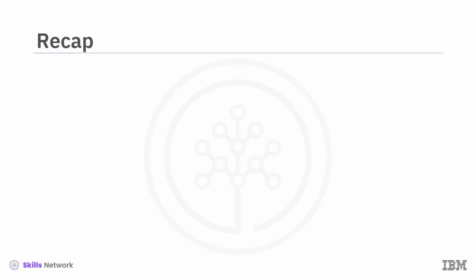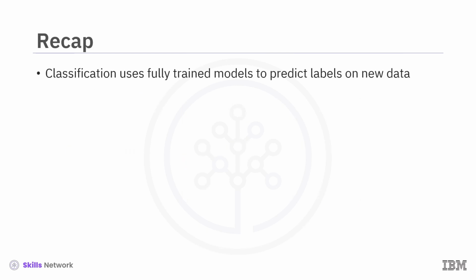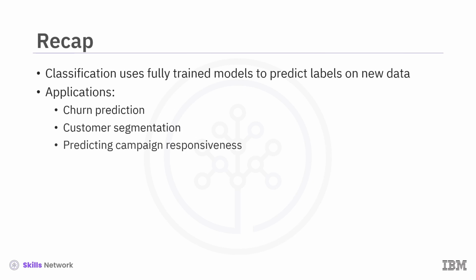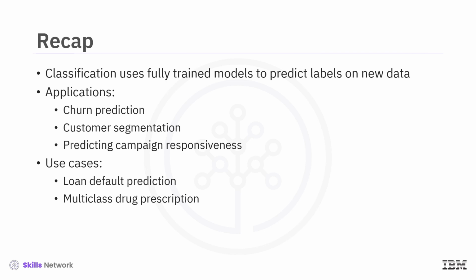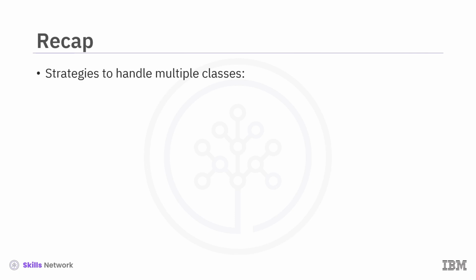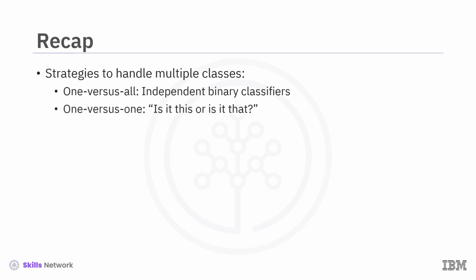In this video, you learned that classification is a supervised ML method that uses fully trained models to predict labels on new data. Classification can be used for churn prediction, customer segmentation, and predicting advertising campaign responsiveness. Use cases of classification also include loan default prediction and multi-class drug prescription. Classification has several algorithms, which also include multi-class classifiers. Binary classifiers can be extended to handle multiple classes by using certain strategies. The one versus all scheme implements independent binary classifiers, one for each class label. The one versus one strategy answers the question, is it this or is it that?